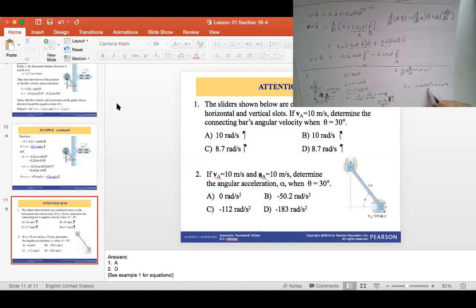You got this as 10 from the previous one, or minus 10, but you are squaring it, so it doesn't matter. And then 30 as the angle, and the acceleration is given in this case as 10 also. So then you solve for alpha. When you solve for alpha, it's going to be minus 183. That's what you will get on that.